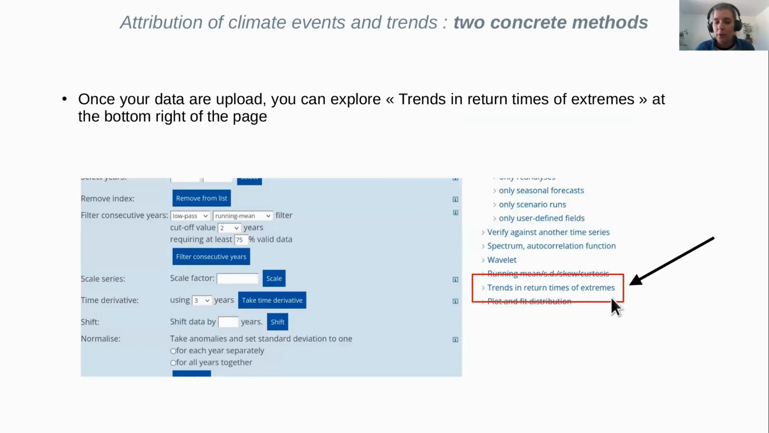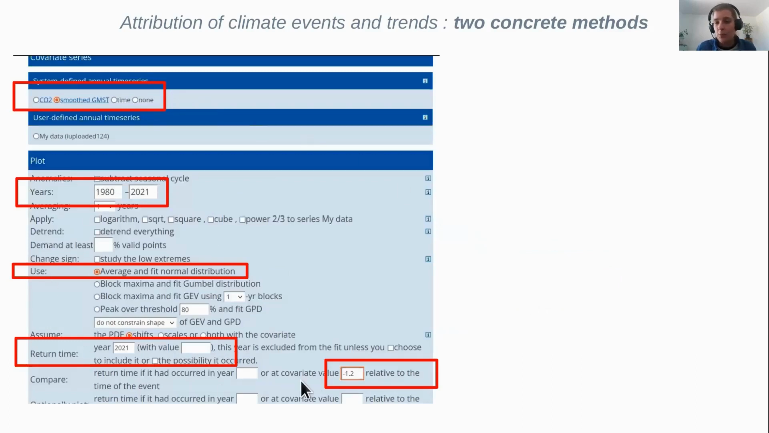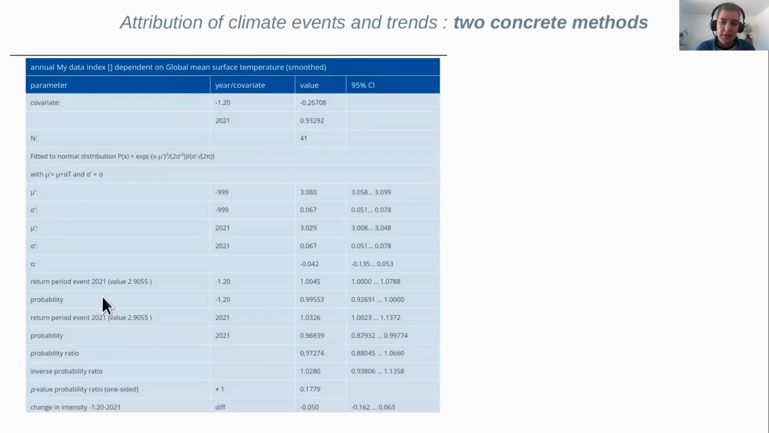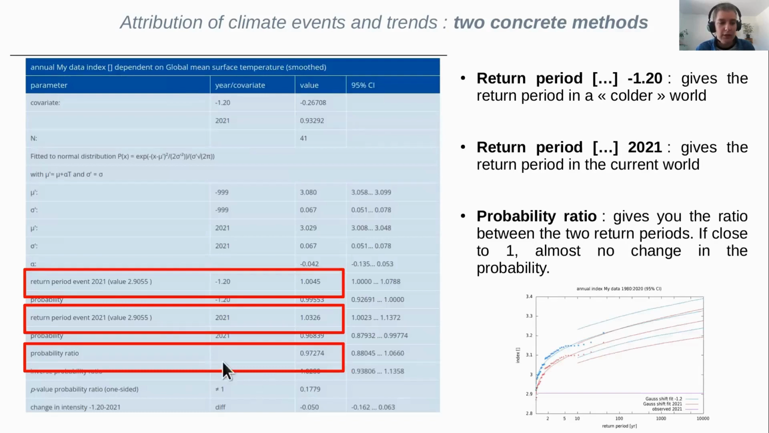You have a window called trends in return times of extremes. You have to select some specific information. I have to pass over it right away, but I would be glad to explain it better with you. You obtain values, and not all of them are interesting. Only the return period, as I explained before, in a colder world and in the current world with global warming, and the ratio between the two. If the ratio is way more than 1, it means there is an attribution. If the ratio is way below 1, it means it would have been more probable without global warming.